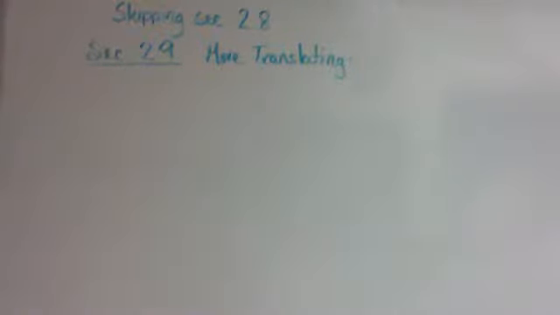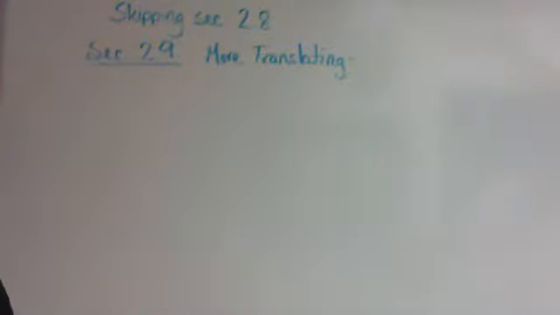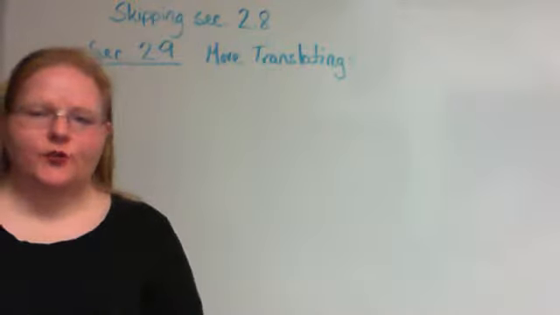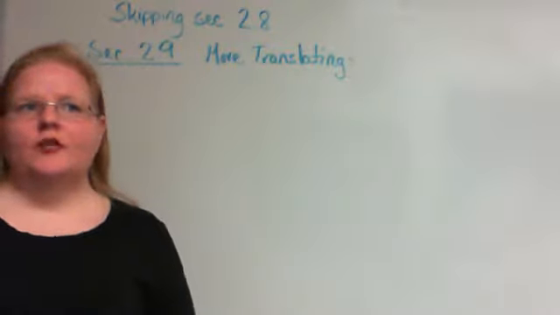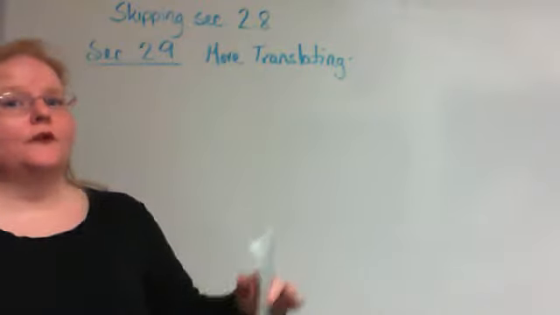So, we are skipping section 2.8 and we're moving right on to section 2.9. 2.8 is kind of extra stuff and stuff we'll end up getting to when we really need it. Right now, it's more important that we go ahead and finish out this whole translating thing. We did some easy translations when we talked about the code. That's the whole point of the code.